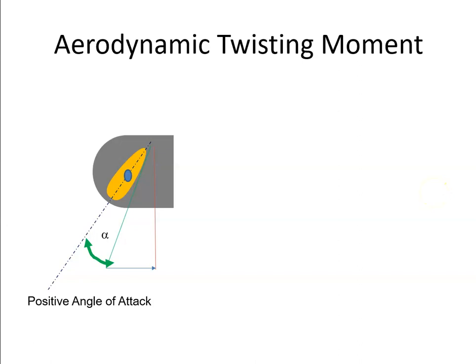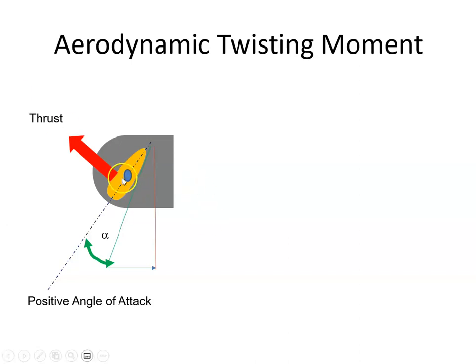Another force that acts on the propeller is the aerodynamic twisting moment. So let's assume we have a propeller here and we have an airflow coming into the propeller, and the rotational speed of the propeller giving us a relative airflow such as this. That angle between there and the chord line of the propeller gives us a positive angle of attack. So if we have a positive angle of attack, we will have positive thrust.